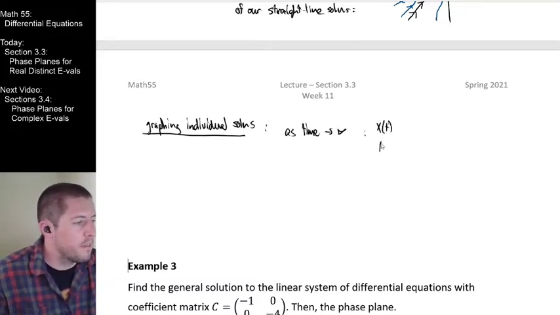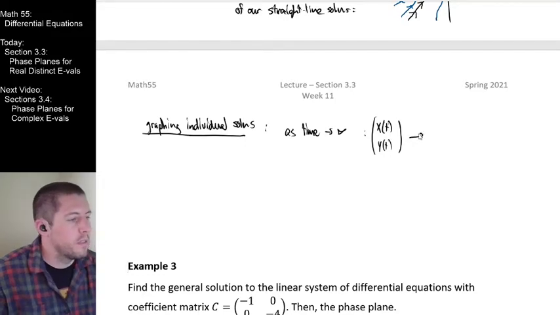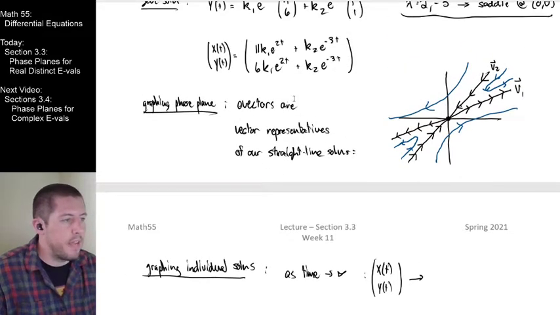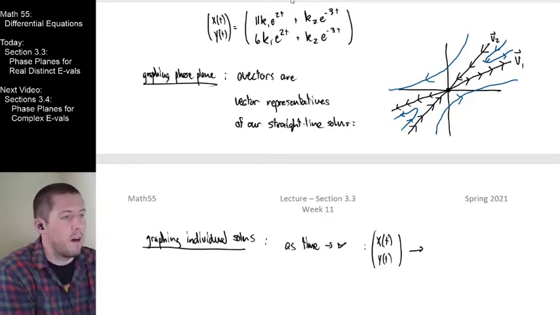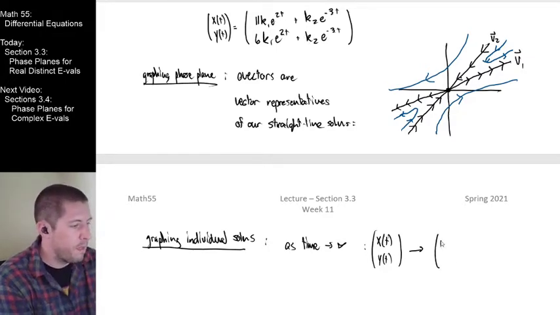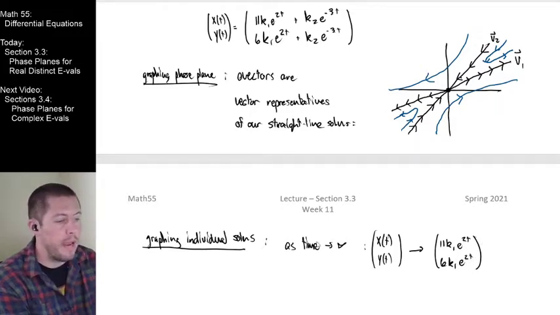I'm going to say our x of t, y of t solution is going to tend towards something, so what's happening here at positive time? As our times get really, really big, it looks like these two components are essentially going to zero, and all that we really have left are these two terms right here, 11 k1 e to the 2t, and 6 k1 e to the 2t, right? That's the only part that's really remaining, as time goes to positive infinity.